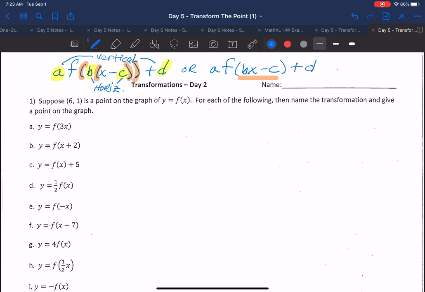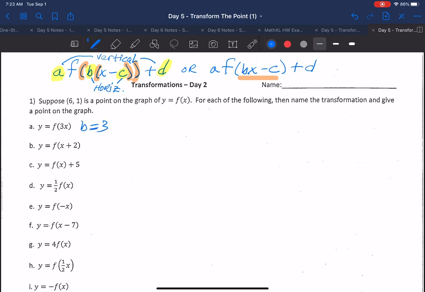So what we're saying in number one here is, suppose that 6, 1 is a point on the graph of y equals f of x. For each of the following, name the transformation and give a point on the transformed graph. So in A, we have y equals f of 3x. So 3 is B. B equals 3.